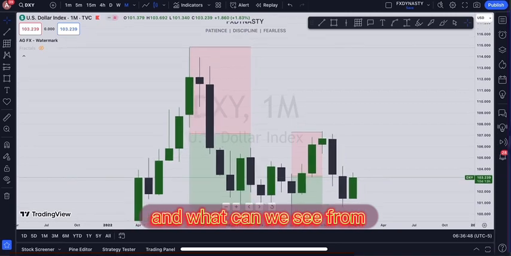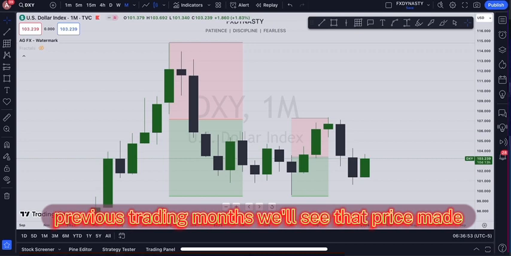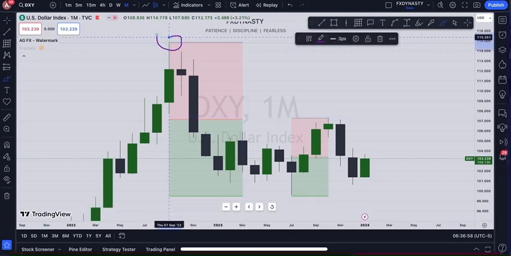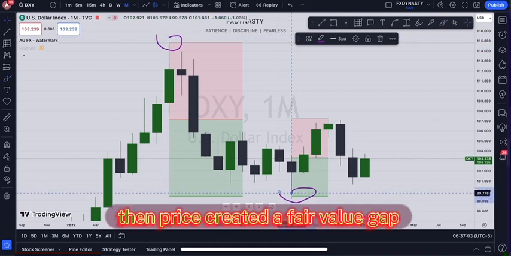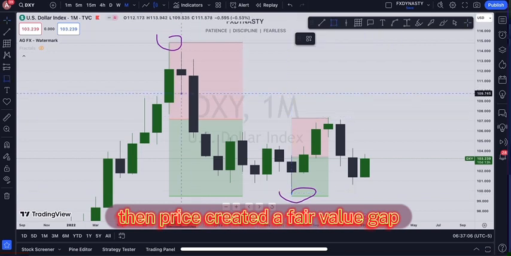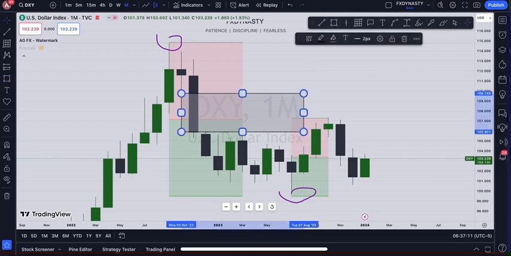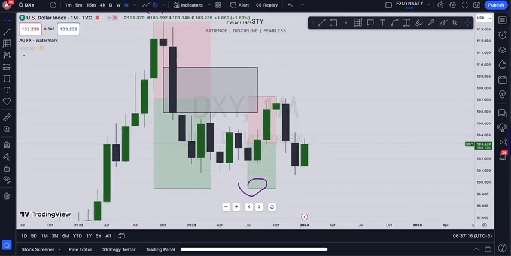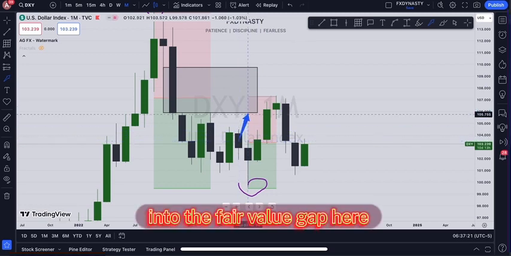And what can we see from previous trading months? We'll see that price made a high here. We made a low here. Then price created a fair value gap at the premium side of the market, and price traded into the fair value gap here.